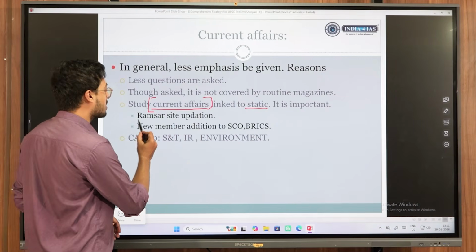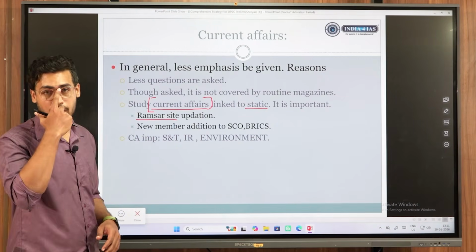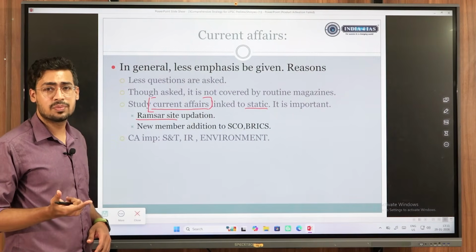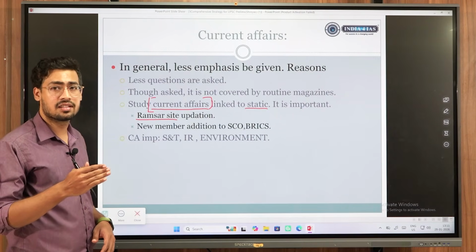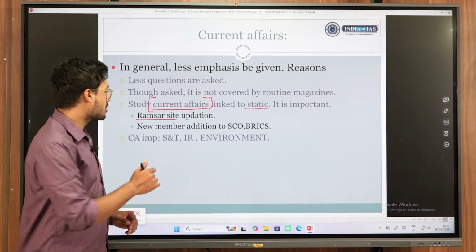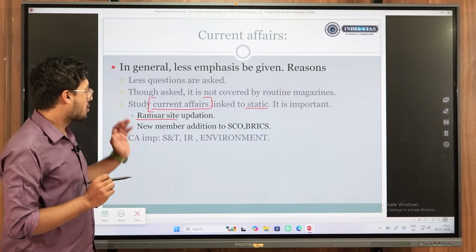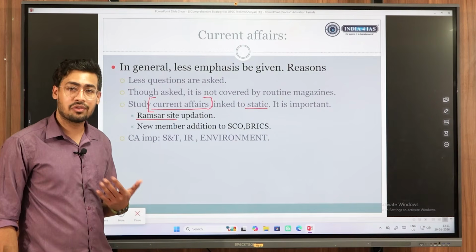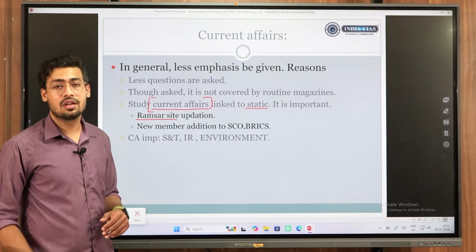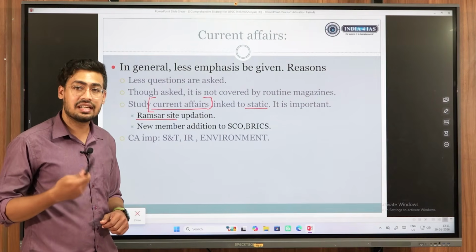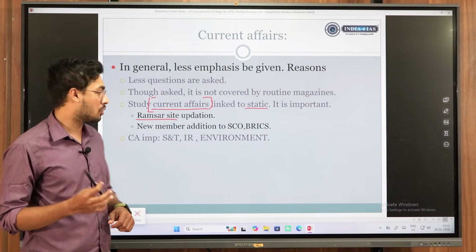If I have to give an instance, we know that Ramsar site is a very important topic in environment, both for prelims as well as mains. For mains, because in the year 2023 they directly asked: name the important Ramsar sites in India. So Ramsar sites get updated. In the year 2022 there were around 35 Ramsar sites. Now there are 94. So what is that new Ramsar site which has recently been added? In which state does it lie? So these are the updates that we need to know.